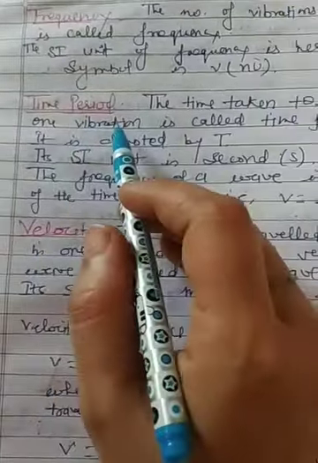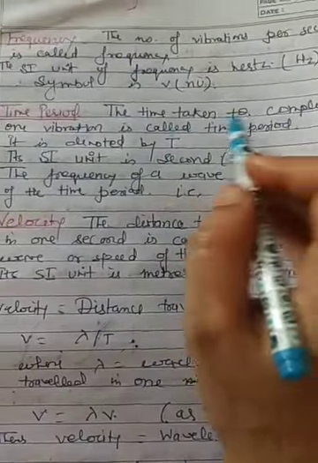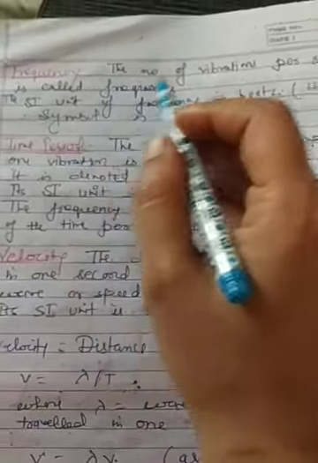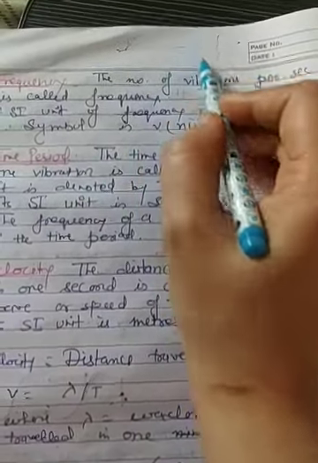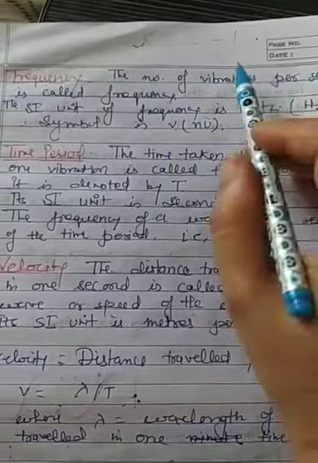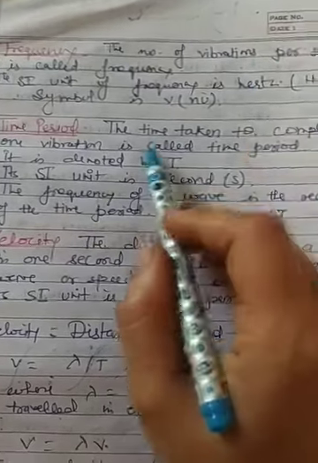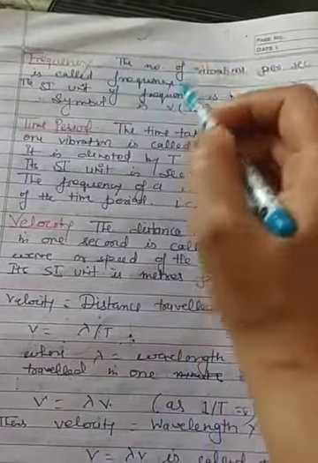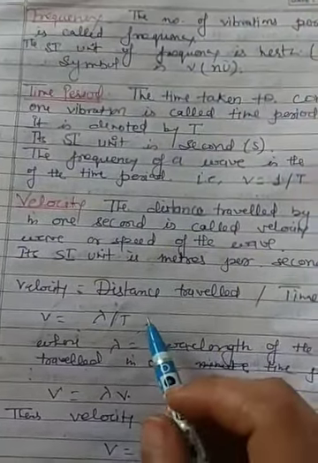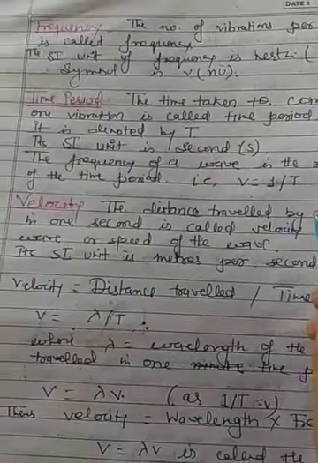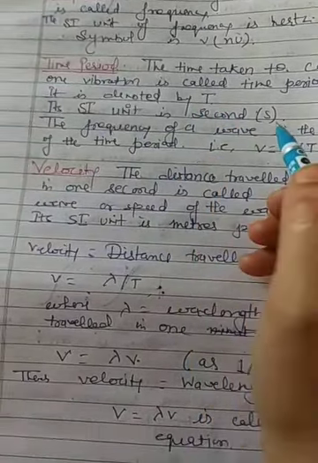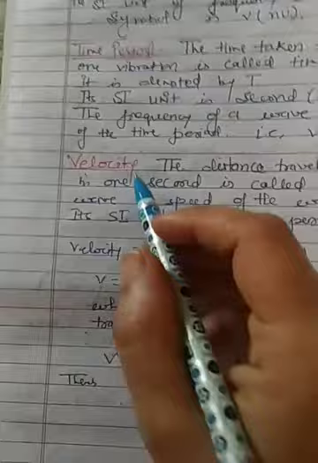Okay, next, time period. The time taken to complete one vibration. Here, the number of vibrations per second is called frequency, and the time taken to complete one vibration, how much time is taken to complete one vibration, is called time period. It is denoted with T, and the SI unit is second, s. Got it? Next is velocity.